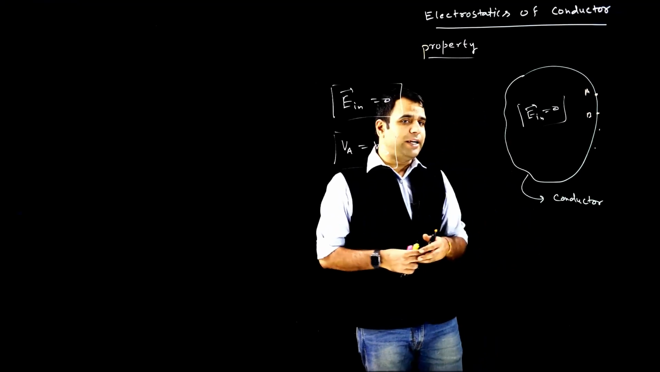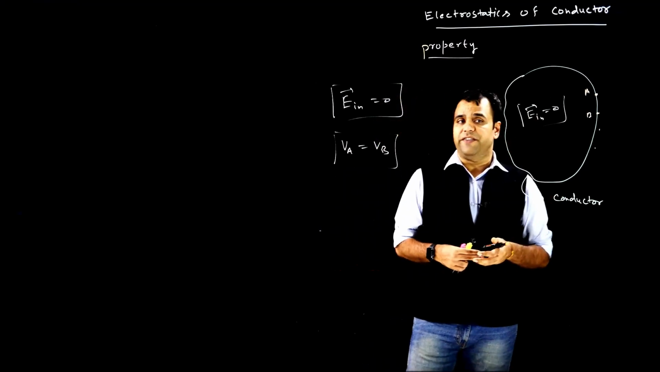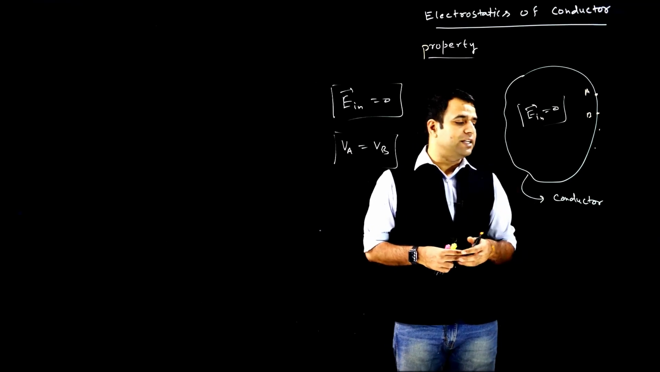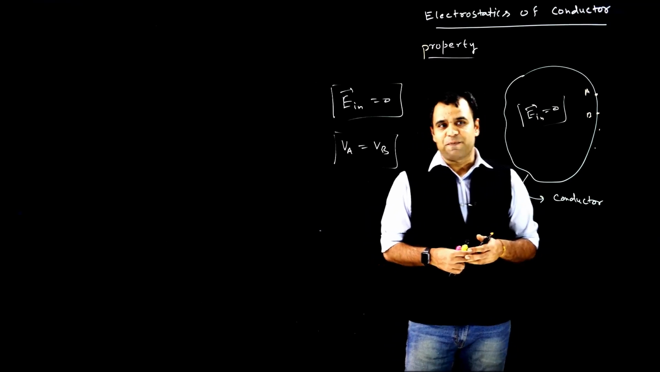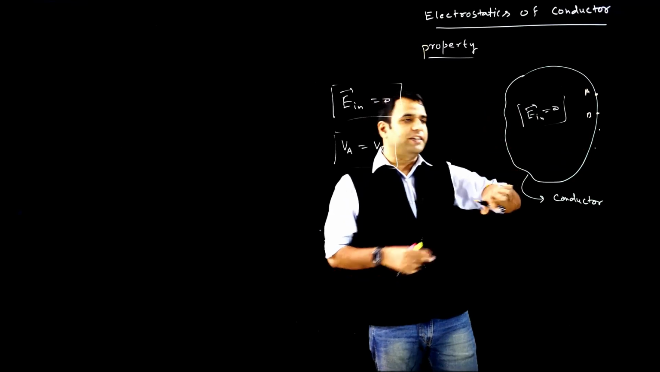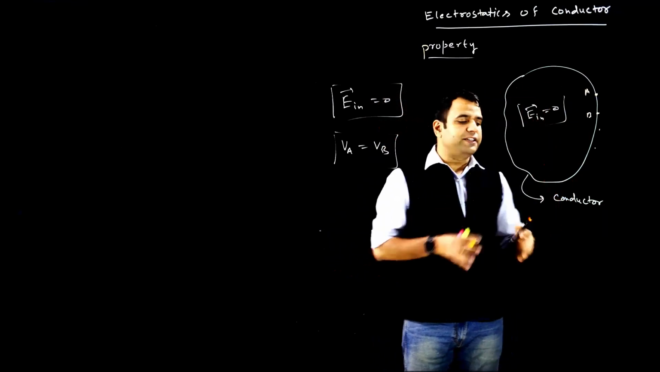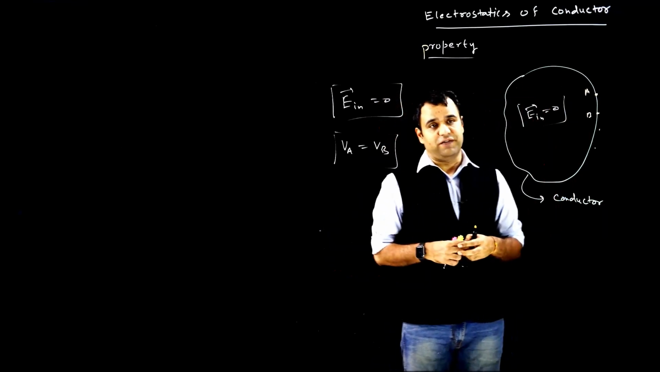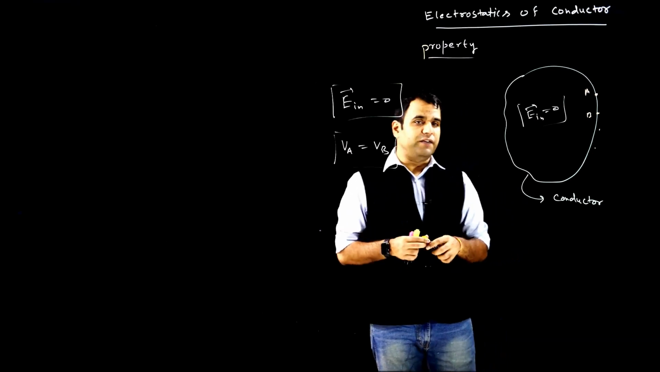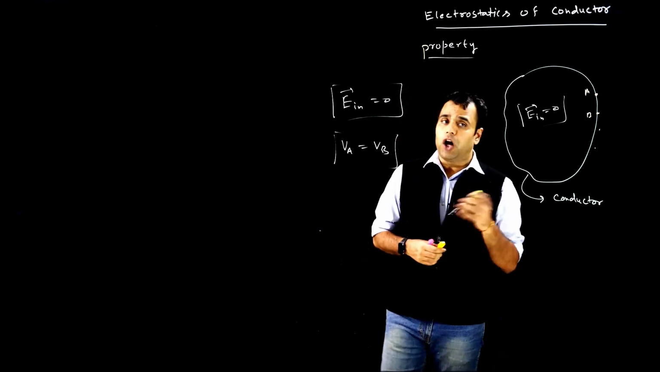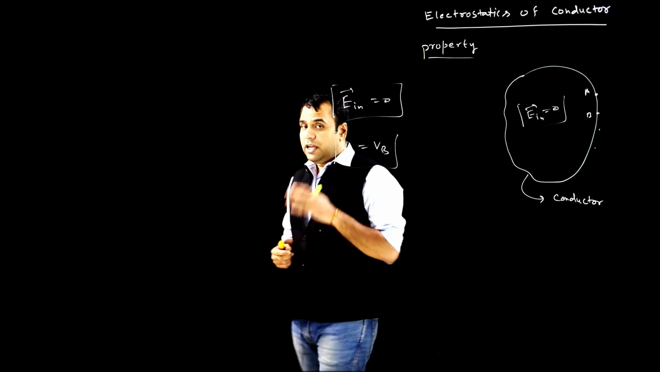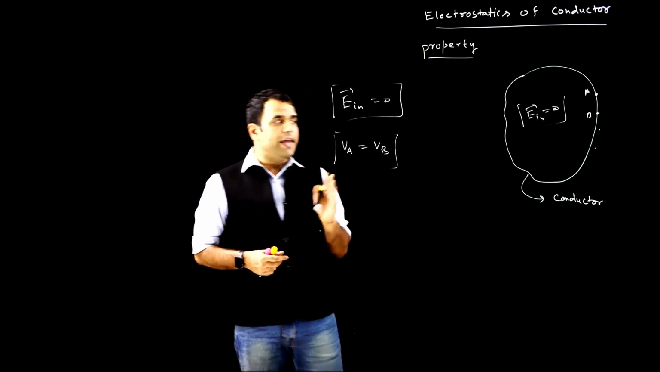Not just these 2 points. All the points on the surface are going to have the same potential because it is a conductor. So the outer surface of this conductor is an equipotential surface. And regarding an equipotential surface, we know that the electric field is always perpendicular to the equipotential surface.